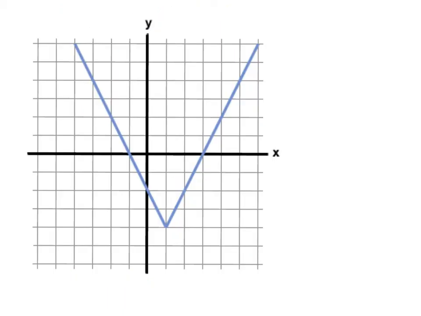Okay, so next we're going to look at writing the absolute value function when I'm given the graph. So for this one, I start by looking at where my vertex is. So my vertex is at this point, which is at (1, -4).